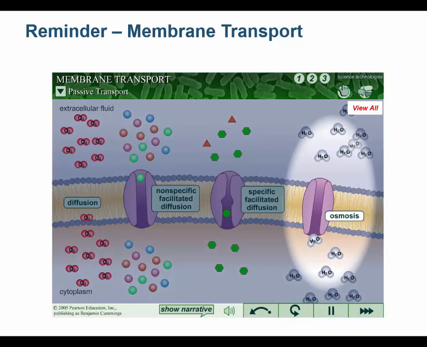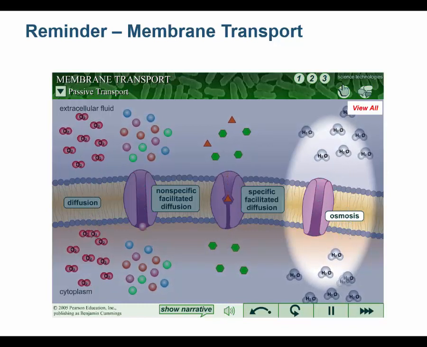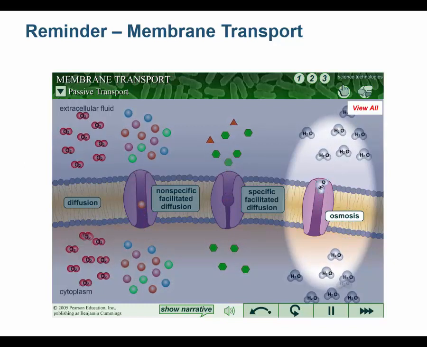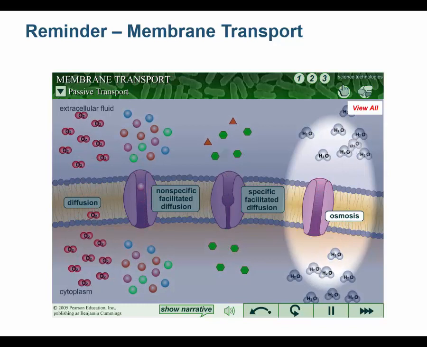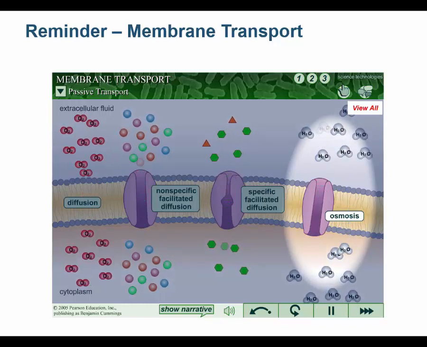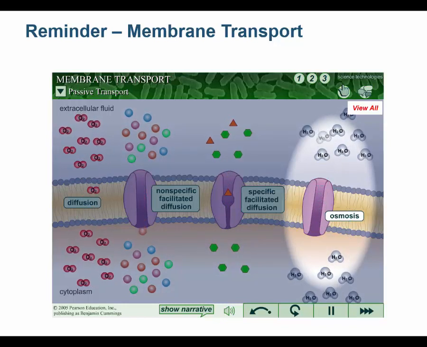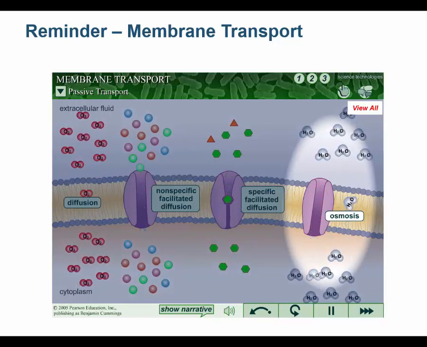If the concentration of solutes outside the cell is high compared to the concentration inside the cell, water may leave the cell, causing the cell to shrivel up. Similarly, if the concentration of solutes inside the cell is high relative to the outside, water may move into the cell and cause it to swell up and possibly burst.